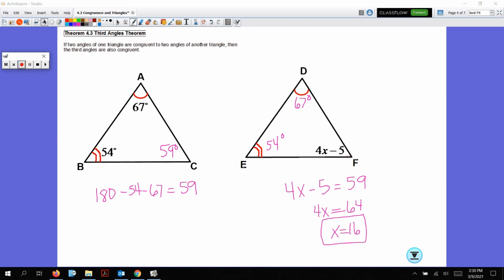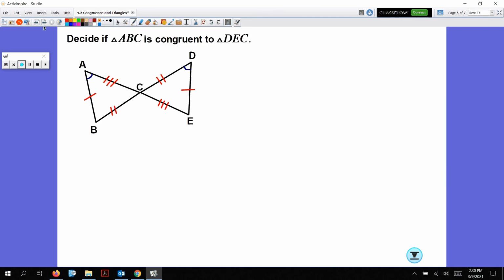All right, let's check it out. Now we're going to go to the next page. Oh, that was the front page too. Sorry, guys. Sorry your stuff got stapled wrong.